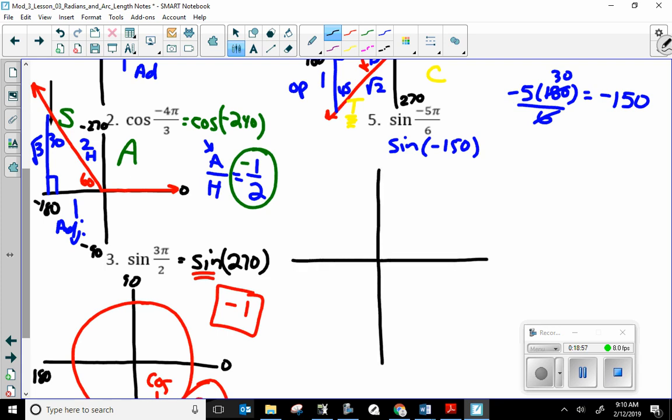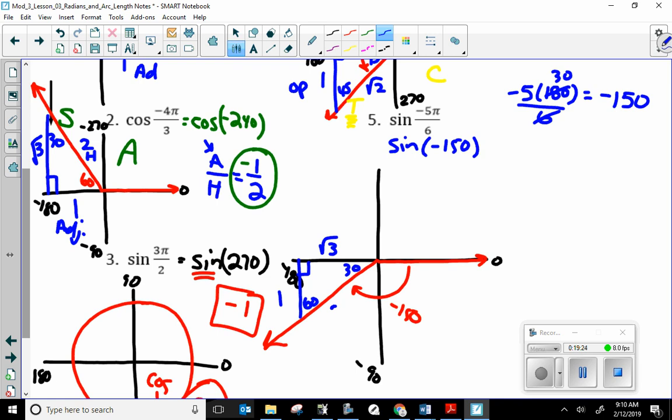So -150, here's 0, -90, because negatives go in a clockwise motion. -180. -150 is in between those two. So if I start here, it's closer to 180. From here to here, it's -150, which means my reference angle is 30. I have a 30, 60, 90 triangle. That is 1, radical 3, and 2.